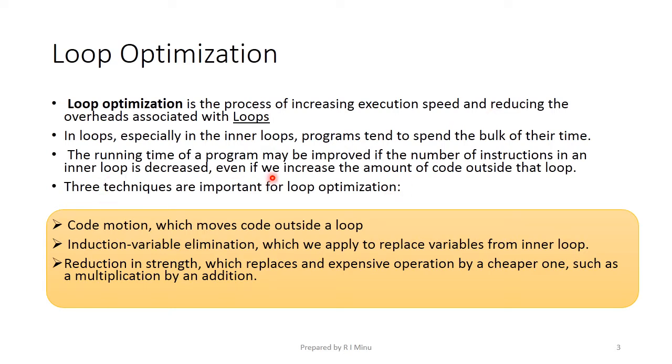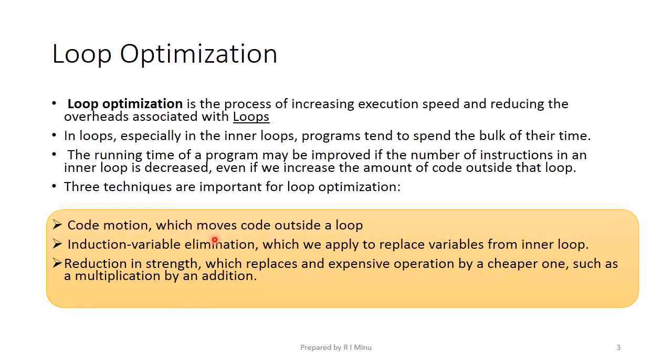So we are going to reduce the overhead, especially by reducing the time taken for execution, because this inner loop will always take the bulk of the time for execution. So the running time of the program will increase. So usually this loop optimization will be done by these three techniques.